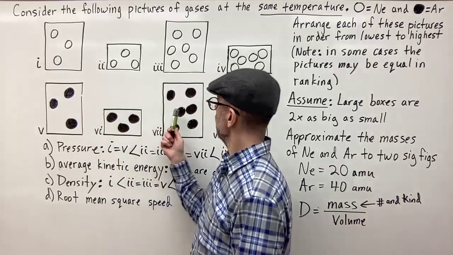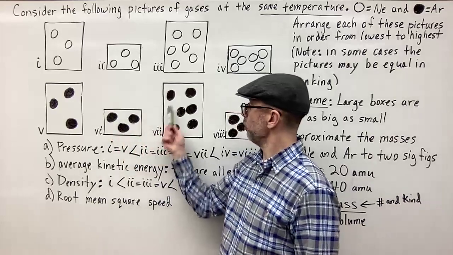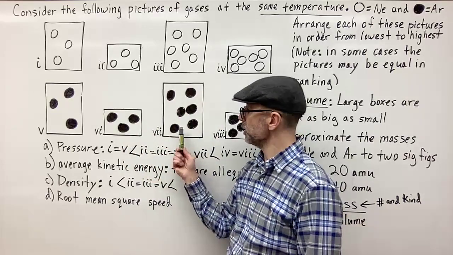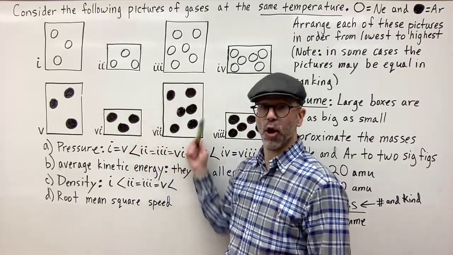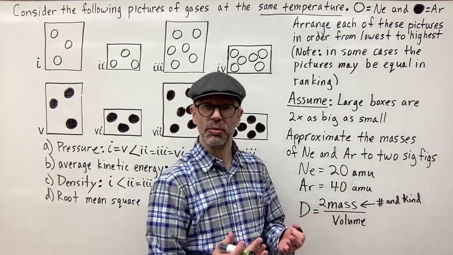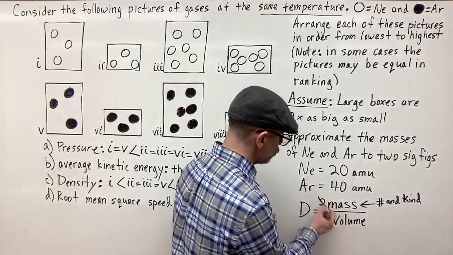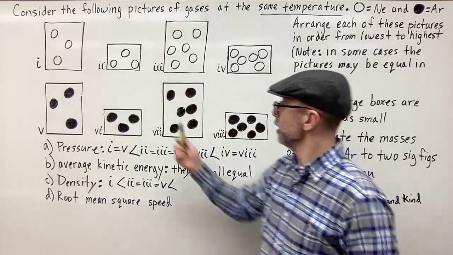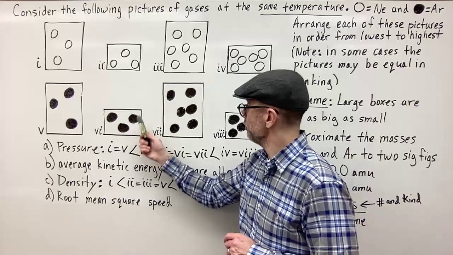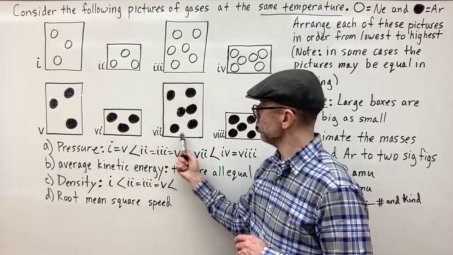Okay, so what about this one? Notice here that I doubled the number of particles, but the particles are the same type. So I've doubled the mass here, but I've also doubled the volume. So again, I've doubled the mass because I've doubled the number of particles of the same kind, and I doubled the volume, so the density is the same. So this one is going to be greater than 5. So that means if this one and this one are equal, then this one's going to be greater than 5. So these two are equal.